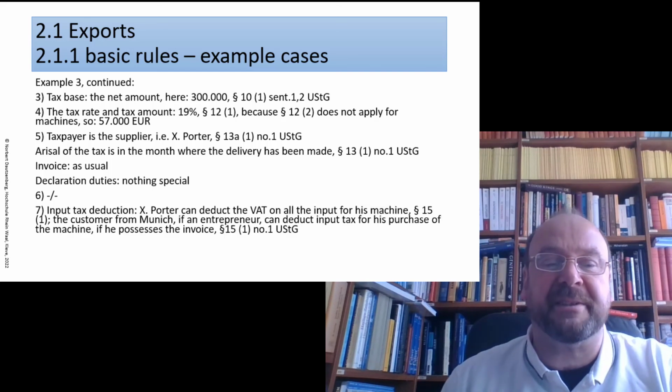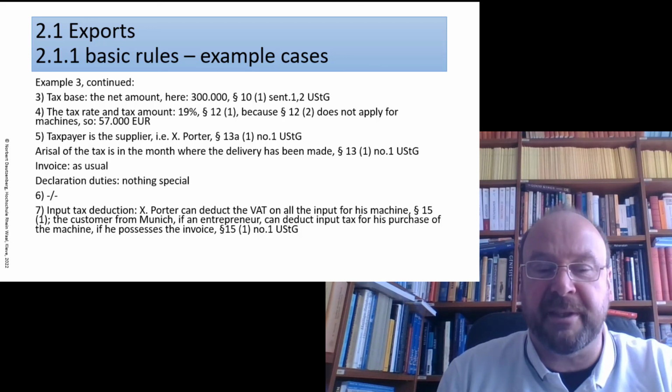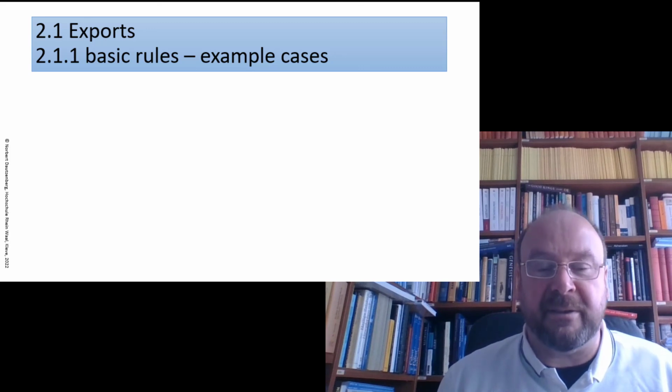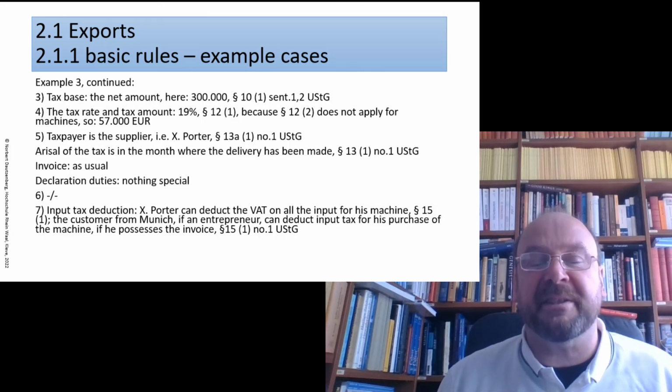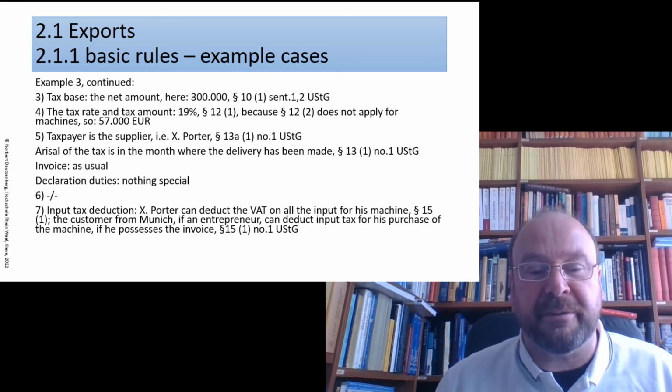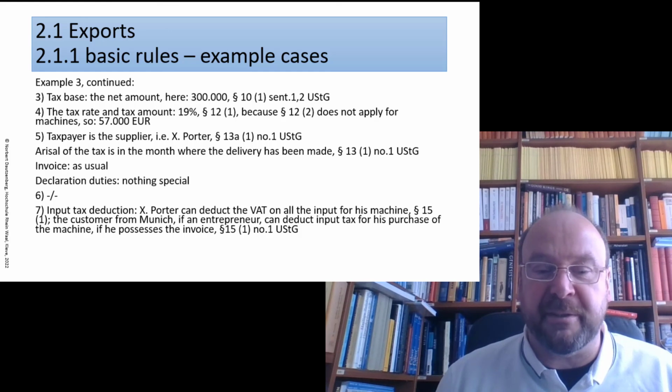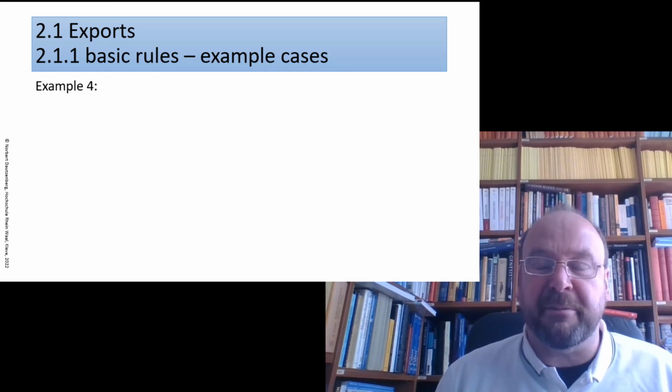And the input tax deduction for exporter is still possible because he doesn't make a tax-free delivery. And apart from that, which I did not mention here exactly, is that also the customer from Munich, if that customer is a business customer, has a right to deduct the input tax for the good which he bought for his enterprise. Example number 4.